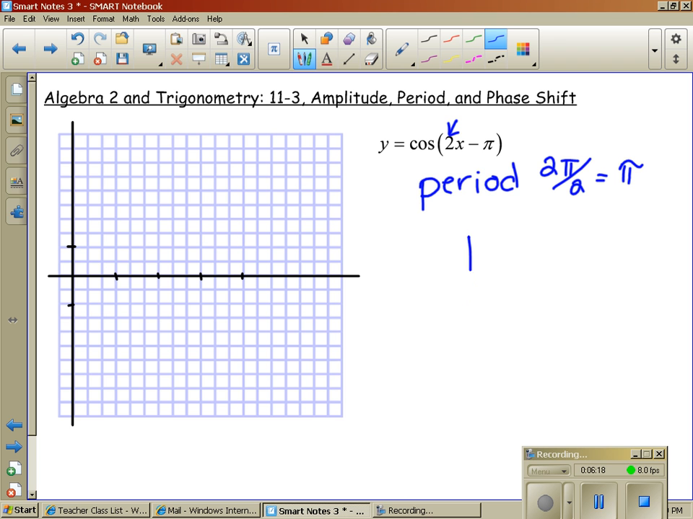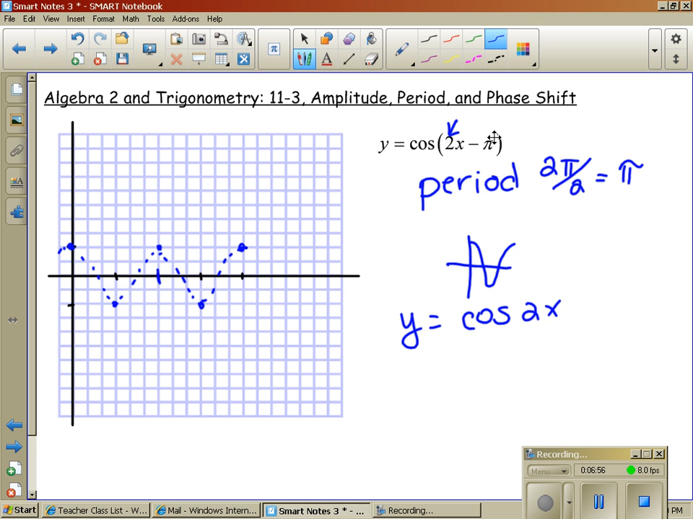So let's start there. Normal curve is this. I have to fit 2 of those in. So I have to fit one of them in between 0 and pi. So it starts at 1, ends at 1, right? So basically what I'm doing right now is I'm graphing the cosine of 2x before I do the phase shift. Okay? So here it is. This is the cosine of 2x.